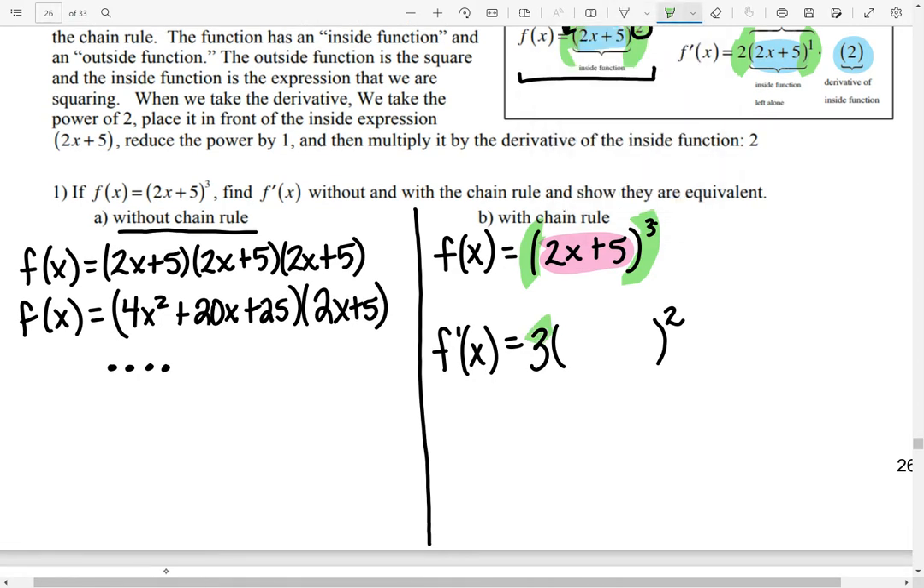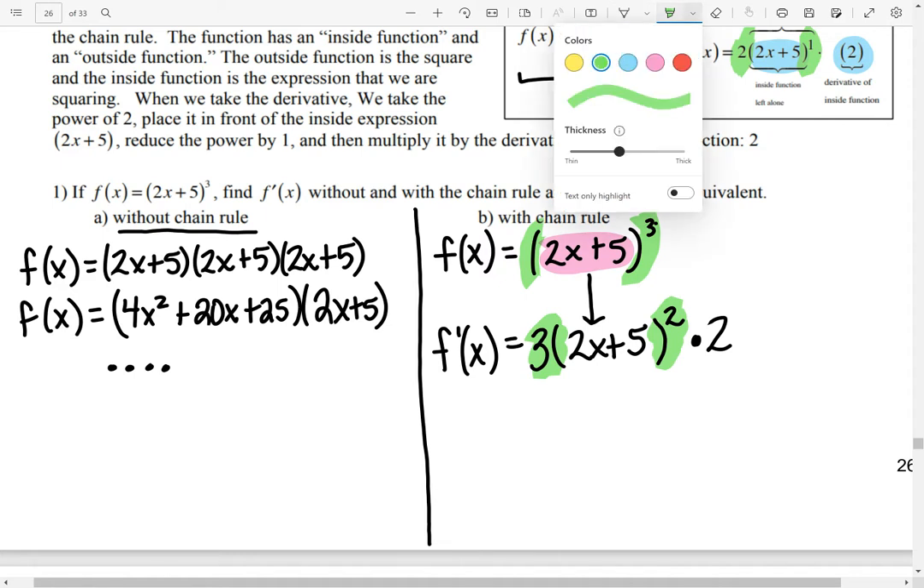So that is the derivative of the outside part. Then there's parentheses here. I just copy that 2x plus 5 right inside. I don't do anything to it. I just bring it down. But then I multiply that expression times the derivative of the 2x plus 5. The derivative of 2x plus 5 is 2.